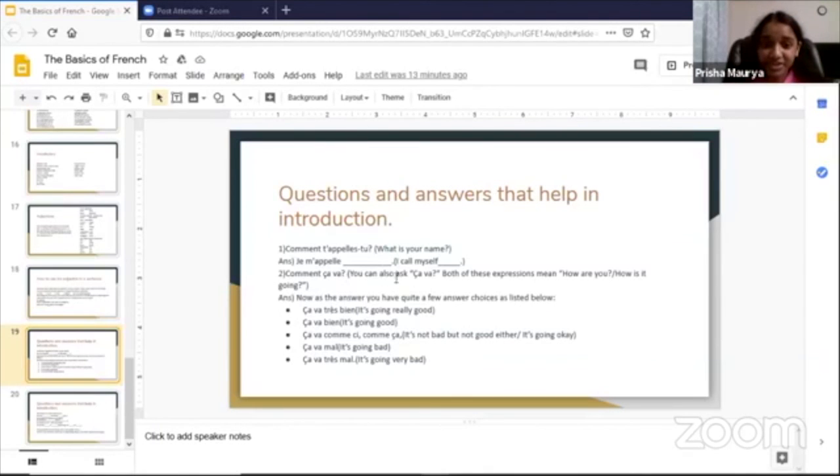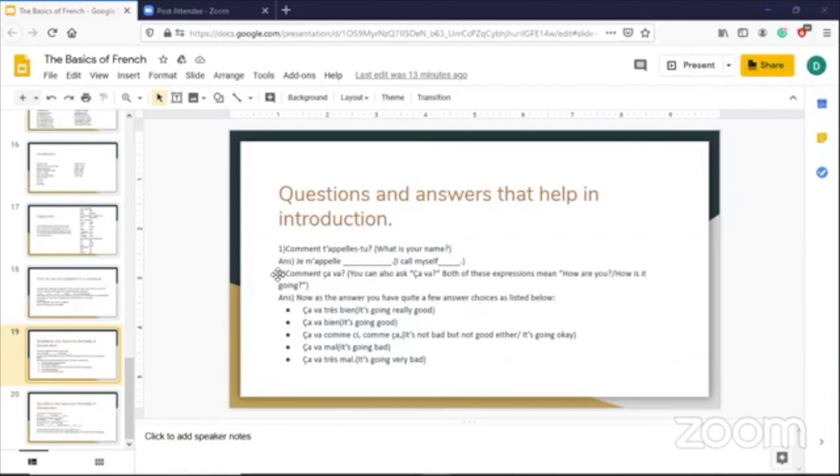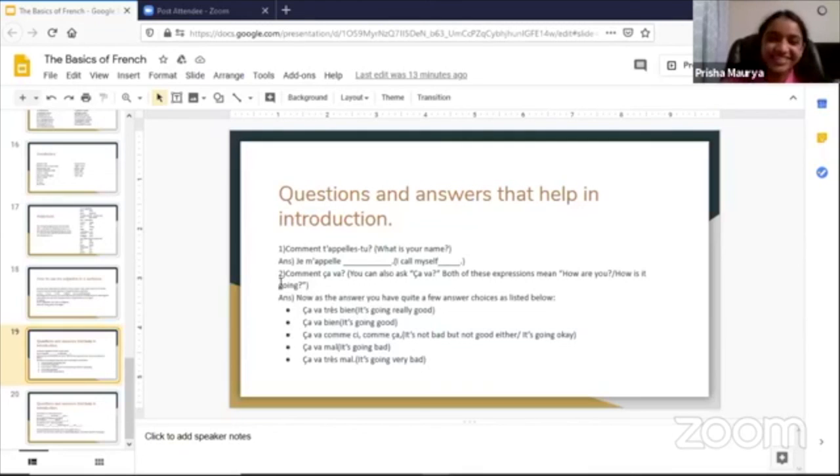So the next one is kind of hard. It's comment ça va, but you can also write it as ça va if you're being really informal, between your friends. Both of these expressions mean how are you or how's it going. Remember the accent below the c changes the pronunciation. So would anyone like to pronounce the question here? Comment ça va? Really nice. That's how you would do it.